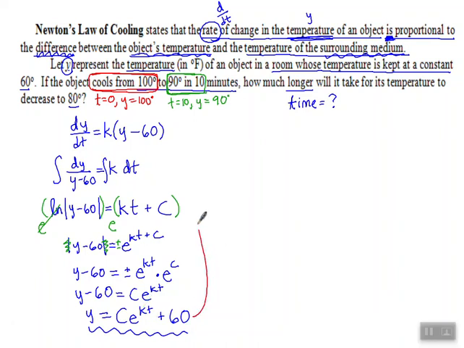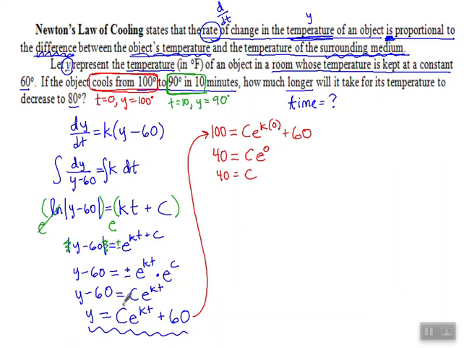Now taking this equation, let's plug in our initial condition where y is 100. So 100 equals C e to the k times the time, which is 0, and then of course plus 60. Subtracting 60 from both sides leaves us with 40 equals C e to the 0, since k times 0 is 0, but e to the 0 is 1. So C equals 40.